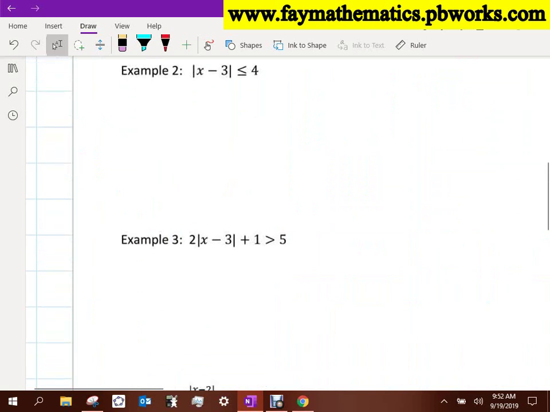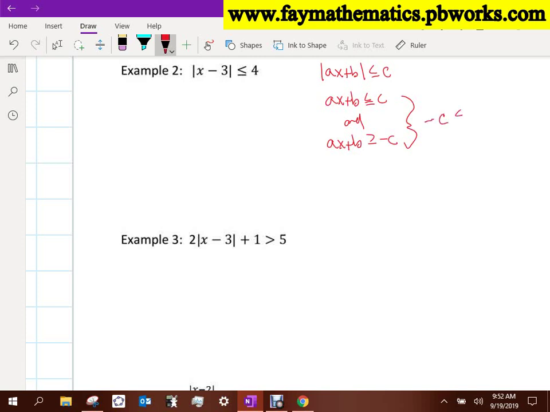Example 2 here. So the absolute value of x minus 3 is less than or equal to 4. Okay? This is an and statement. So we're looking at C. If you want to, you can say AX plus B is less than or equal to C, and AX plus B is greater than or equal to negative C. But together, all that tells me is negative C is less than or equal to AX plus B is less than or equal to C. I'm always going to write that one. It's faster, it's quicker, it's easier, but it means the same thing as this stuff. So can I just say negative 4 less than or equal to x minus 3 less than or equal to 4?